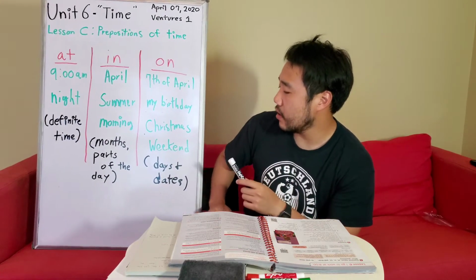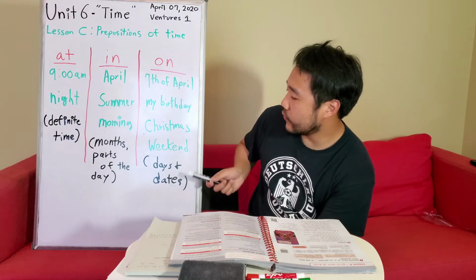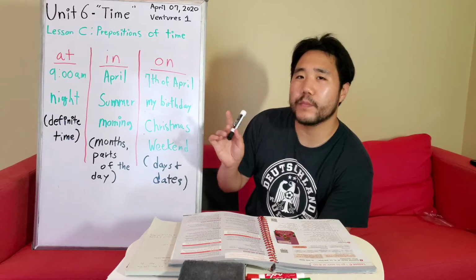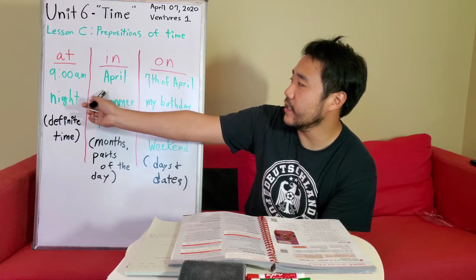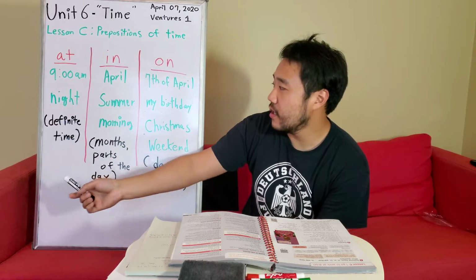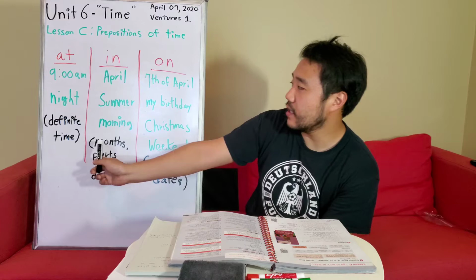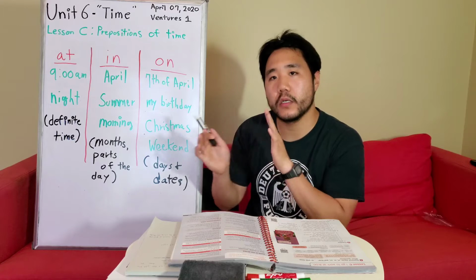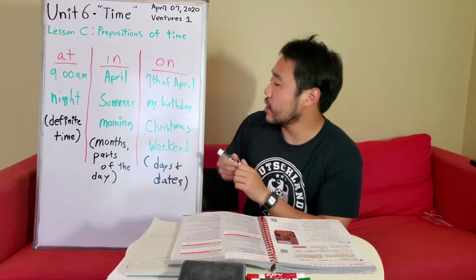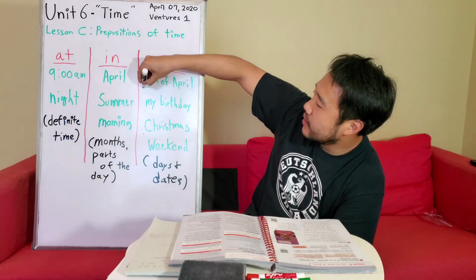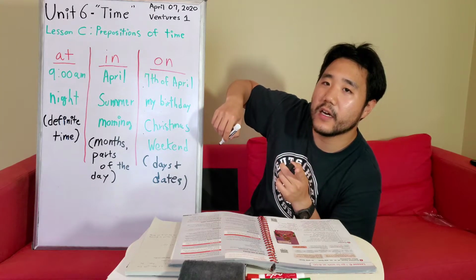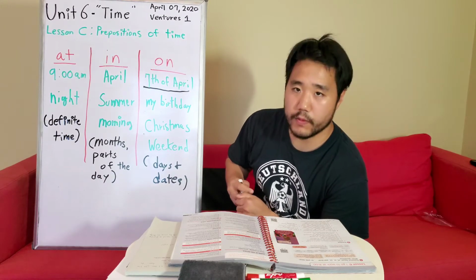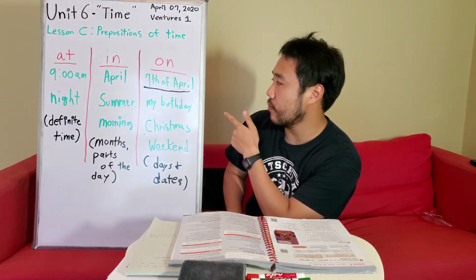Now there's on. On is used for days and dates. So it's between at and in. At is very, very specific. In is kind of broad, and on is somewhere in the middle. Here, it talks about the date within a month. So 7th of April. You say on 7th of April.